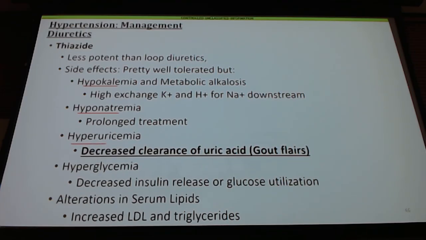If you have somebody who has a history of gout, so they have those elevated uric acid levels, thiazide diuretics are not recommended for these patients because it can precipitate gout flares. So now you have somebody who you know has gout, you put them on a medication, and now they're having more frequent gout flares, because of the uric acid clearance issues associated with thiazide diuretics.